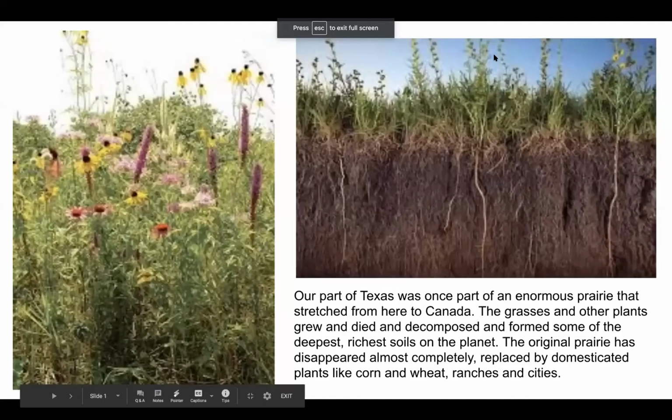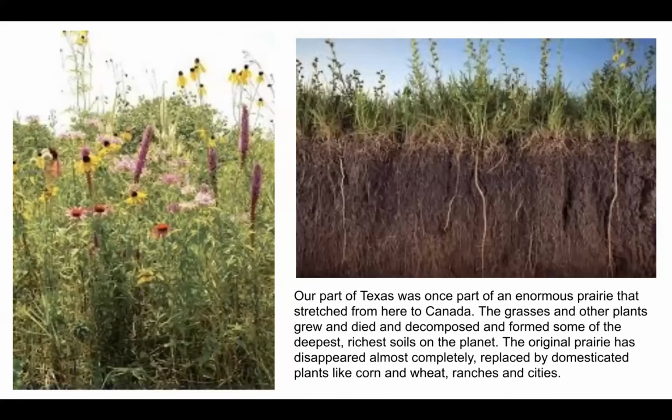There we go. So we can look at where we are now. Most of this part of Texas was once the Blackland Prairie. It was from here to Canada. And grasses and other plants grew and died and decomposed. Animals went through, ate it, died, pooped on it, and it formed some of the deepest, richest soils on the planet. And you can see there on the right, the deep, deep roots going down, down, down. This original prairie has disappeared almost completely. It's been replaced by domestic plants like corn and wheat, domestic animals like cows and pigs, and cities.